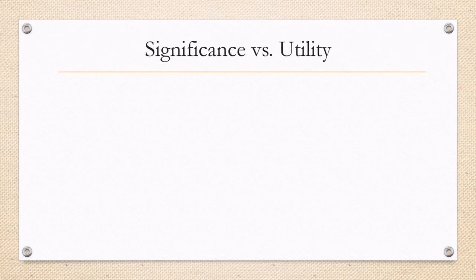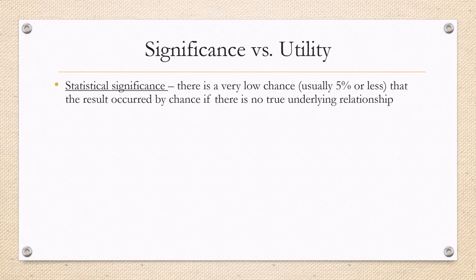Before we move on, there are a few terms I would like to explain. We have significance and we have utility. Statistical significance tells us whether a result happened by chance. There is a very low chance, usually 5% or less, depending on the criteria used, that the result of a study occurred by chance if there was no true underlying relationship. So, if a result is found to be statistically significant, we say it is very unlikely that it happened by chance.